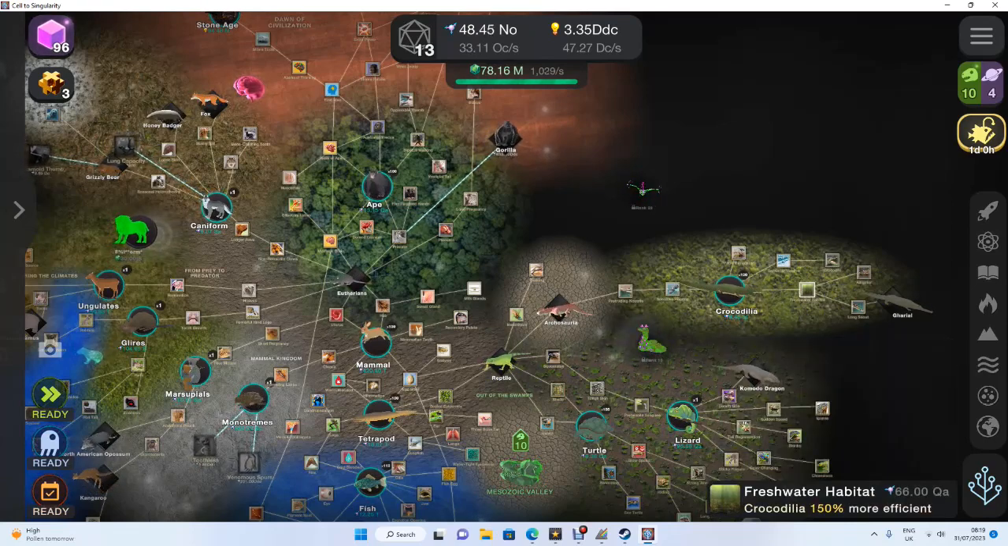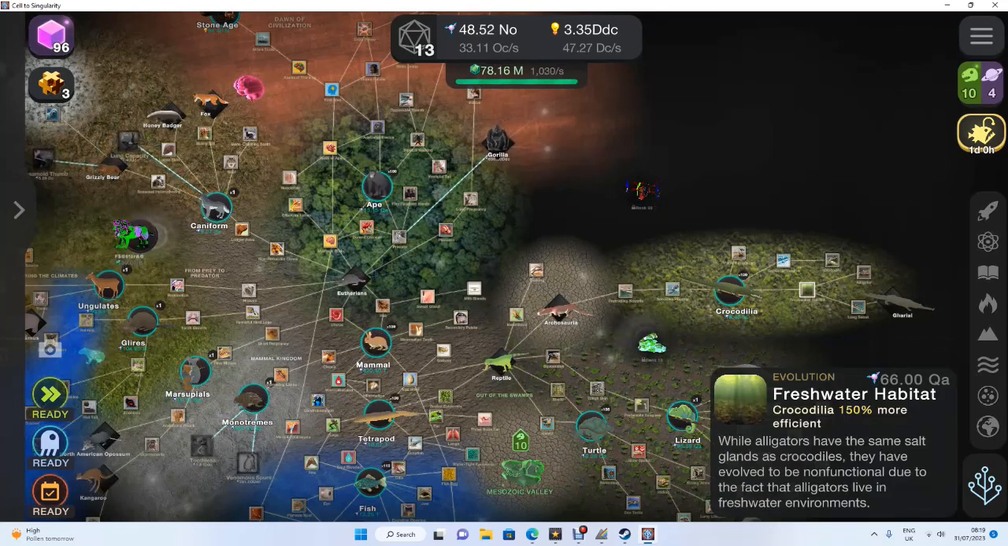Cool, cool. Freshwater. Oh, that's the second version of how to tell the difference. While alligators have the same salt glands as crocodiles, they have evolved to be non-functional due to the fact that alligators live in freshwater environments.